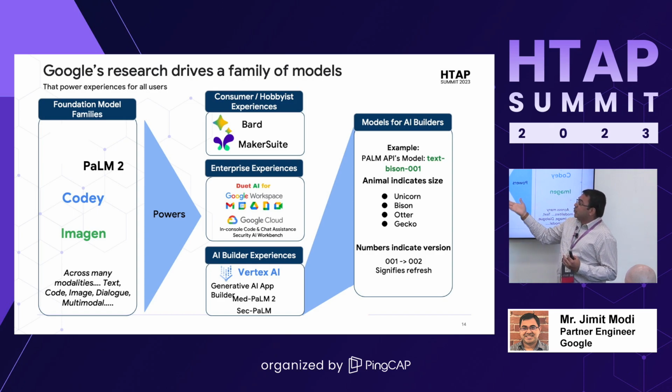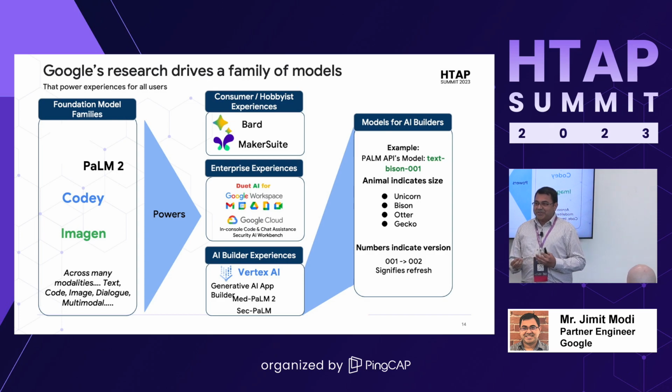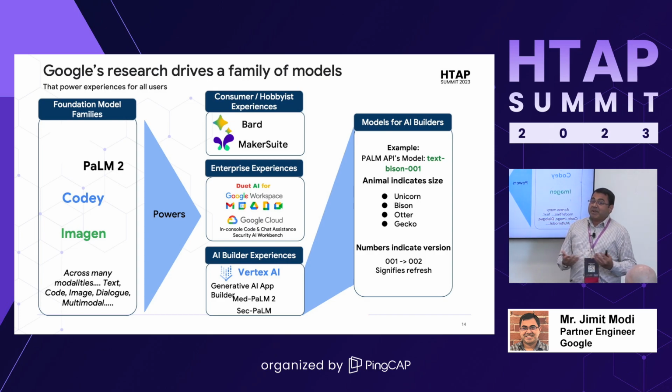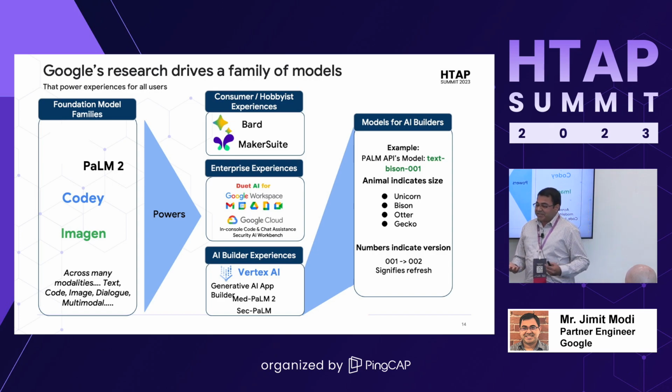And the reason we have so many sizes here is, if you're trying to do a very simple task, you don't need to boil the ocean. You don't need to use a very large model with millions of parameters just to ask a simple question. And that's why you have different animal sizes. And the last numerical value represents the version of it.